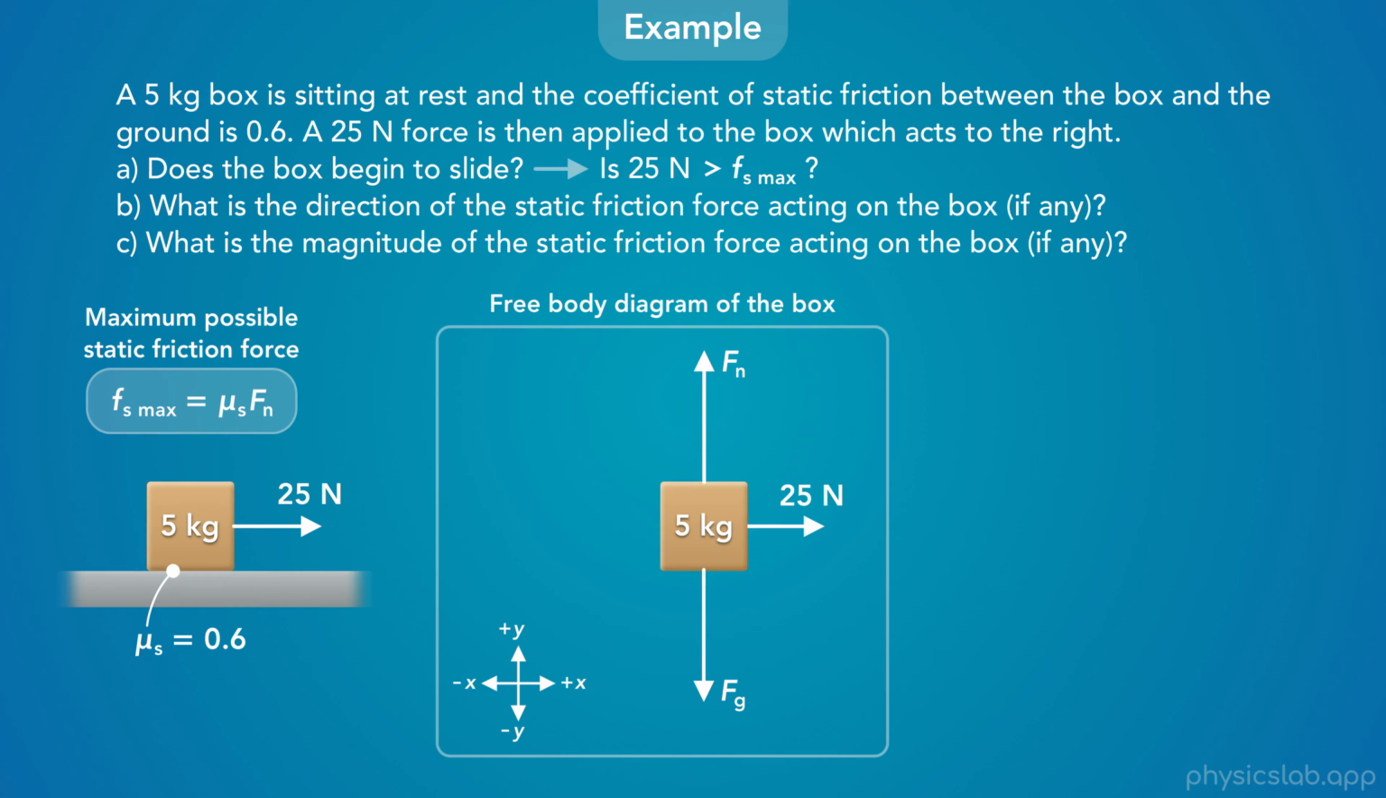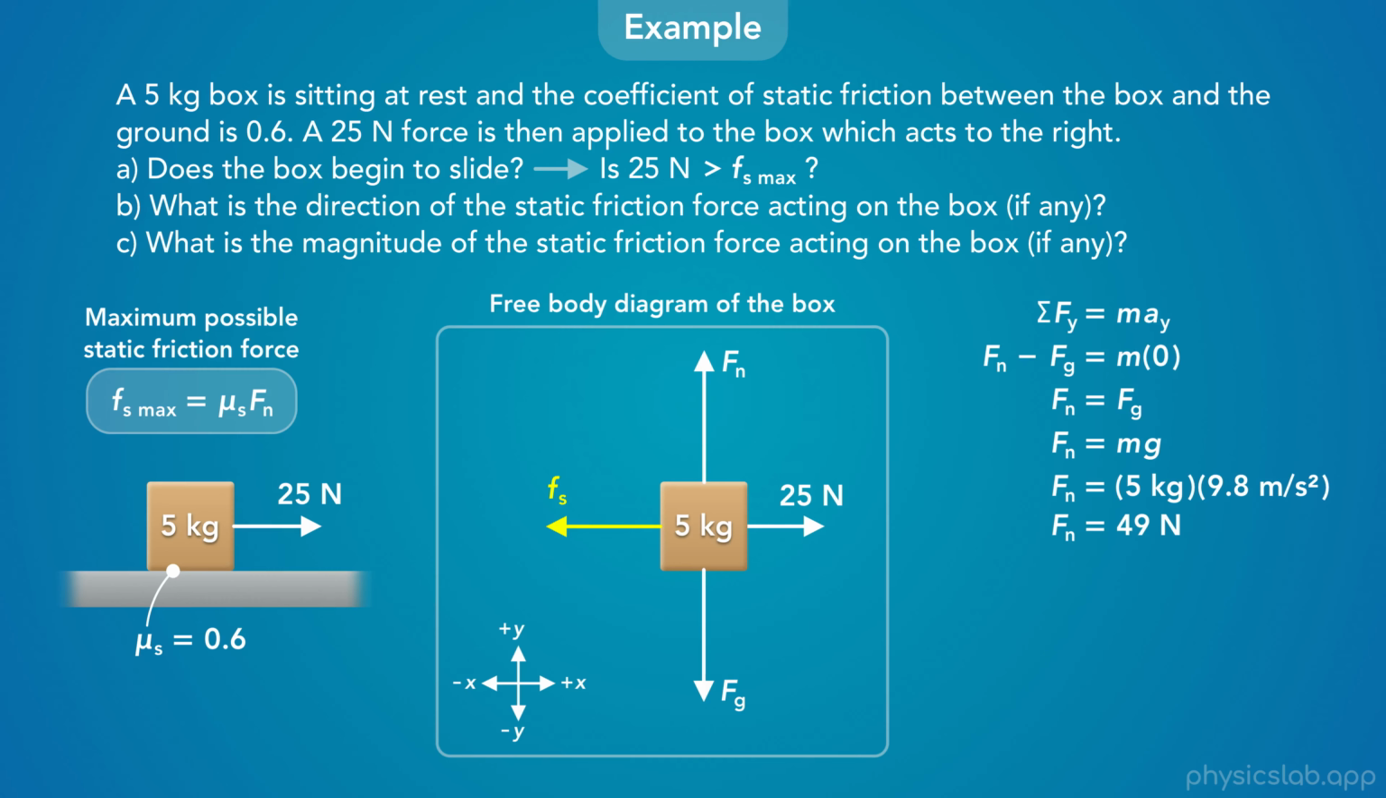So what would be the direction of the static friction force if there is one? The 25 Newton force would cause the box to slide to the right if there was no friction, so if there is a static friction force, it would act to the left. For now, we want to find the normal force, so we can apply Newton's second law in the y direction. The box is not accelerating up or down, so the net vertical force is 0, and the normal force is equal to the gravitational force, which is 49 newtons.